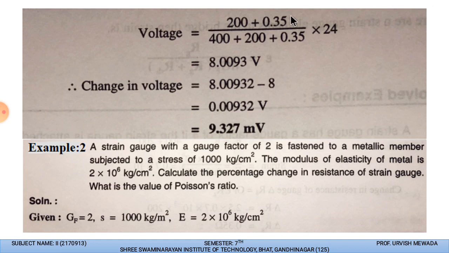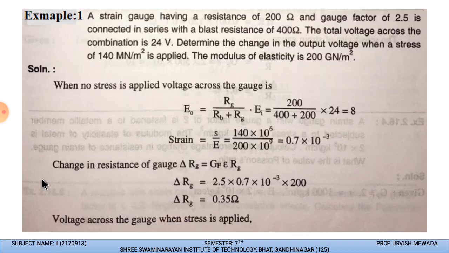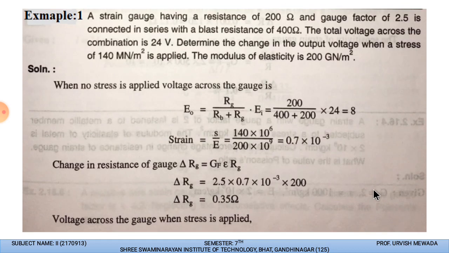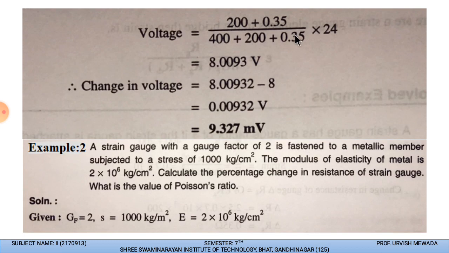So this is the formula to determine the voltage: 200 plus 0.35. Here 200 is the resistance Rg, and what is delta Rg? Delta Rg is 0.35, which we determined earlier. So (Rg plus delta Rg) upon (the ballast resistance, which is 400 ohm, so Rb plus Rg plus delta Rg) is multiplied by 24, the input voltage. So the voltage that we get when we apply the stress is 8.0093.